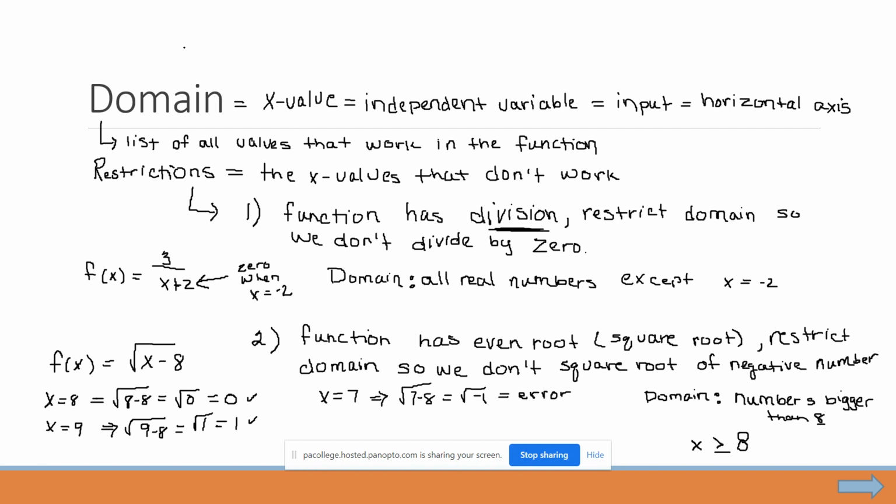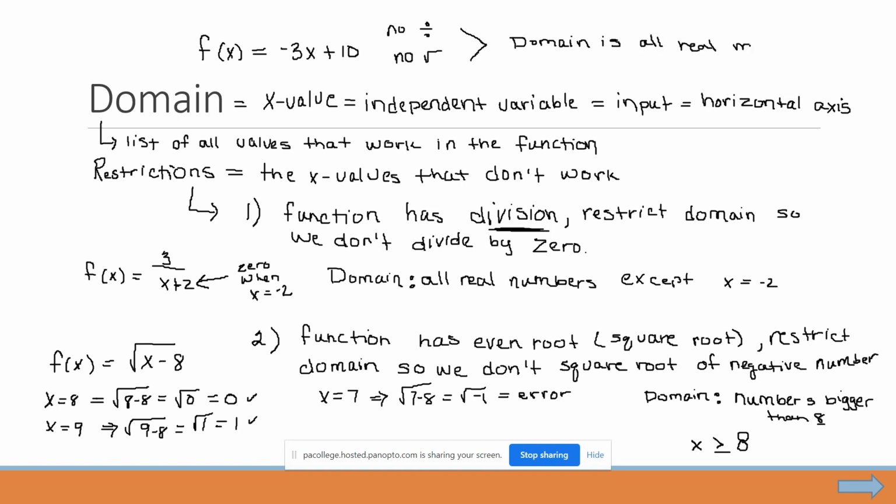So if we had our function f of x, we'll do a linear one, negative 3x plus 10. When I look at this function, there is no division. No division, so scenario 1 does not apply. I look further, there's no square root, so scenario 2 doesn't apply. So from this, I would say the domain is all real numbers.